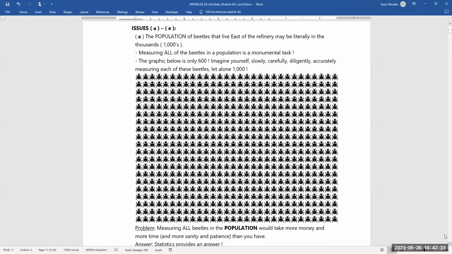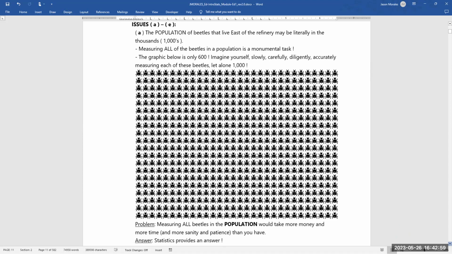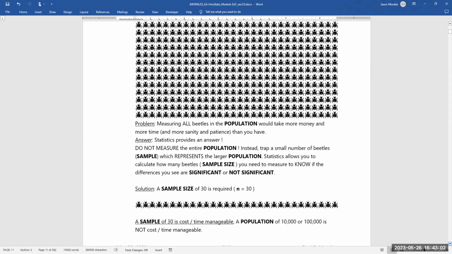The first one, issue A, is the population of beetles that live east of the refinery may be literally in the thousands. So measuring all of the beetles in a population is a monumental task. This graphic below is only 600. Imagine yourself slowly, carefully, diligently, accurately measuring each of these beetles, let alone thousands. The problem is measuring all beetles in the population would take more money and time and sanity than you have. The answer: statistics provides an answer.